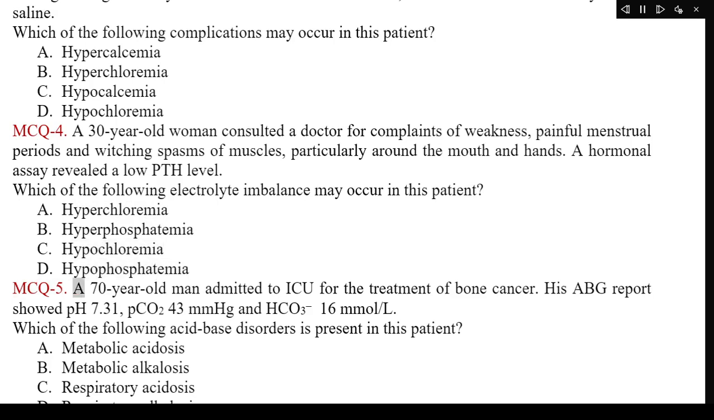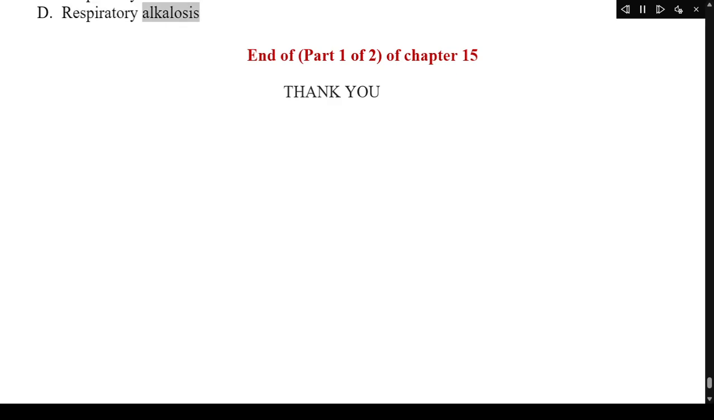MCQ 5. A 70-year-old man admitted to ICU for the treatment of bone cancer. His ABG report showed pH 7.31, PCO2 43 mmHg and HCO3 16 mmol/L. Which of the following acid-base disorders is present in this patient? Metabolic acidosis, metabolic alkalosis, respiratory acidosis, respiratory alkalosis.